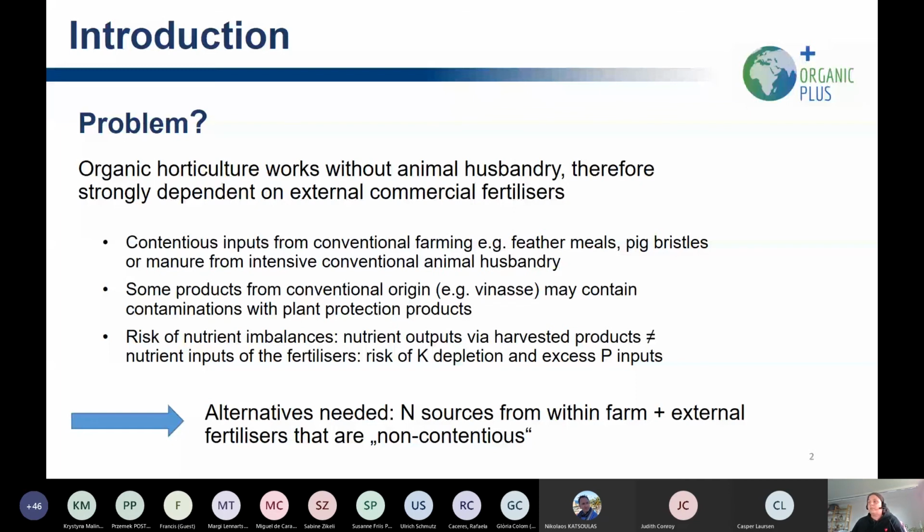And also we have the risk of nutrient imbalances. That means that the nutrient outputs by the harvested products are not the same as the nutrient inputs of the fertilizers. That means that there is a risk of K depletion and excess of P inputs. Therefore, we need alternatives. That means that we need sources from within the farm or external fertilizers that are non-contentious.